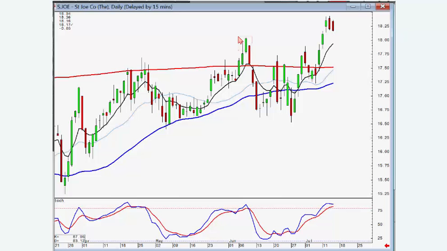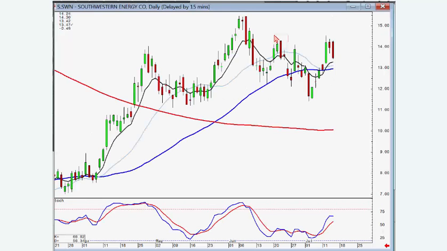What did I just do? Joe, another one. Notice how it's gotten to the top of this channel. Now you have a bearish engulfing. If it opens lower, it's probably coming back to test the T-line. Southwestern Energy, nothing here to get real excited about. Just kind of sideways.